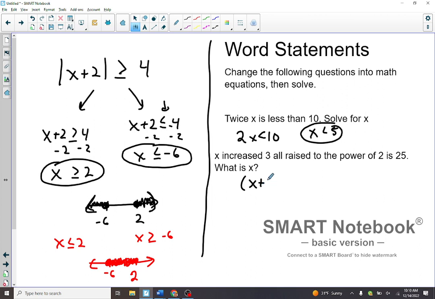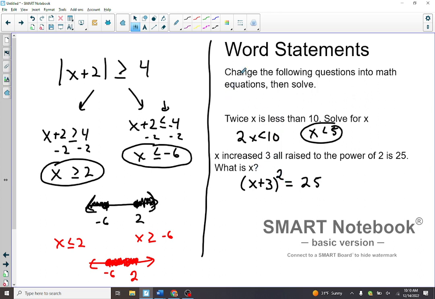The answer? X increased by 3, so that's x plus 3, in parentheses, all raised to the power of 2. So I put a 2 like this, equals 25. Now, very important: I am not allowed to distribute the 2 because there's a plus sign.